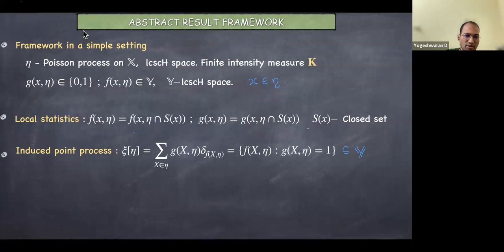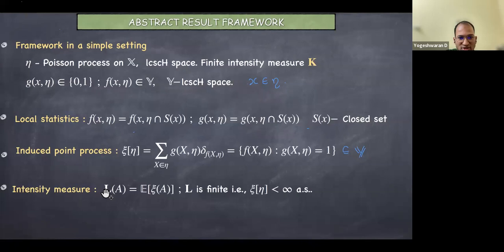And there is an intensity measure for the point process Xi. I assume it to be finite, which means that the number of points in this should be almost surely finite. This is not too strong. It has to be finite because I'm taking a finite intensity measure. So if you look at the intensity measure of this point process Xi, because K is finite, L will also be finite. K is the measure of eta, L is the measure of Xi. This is my basic setup.